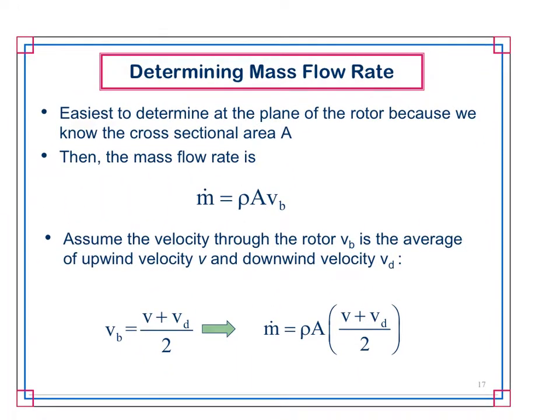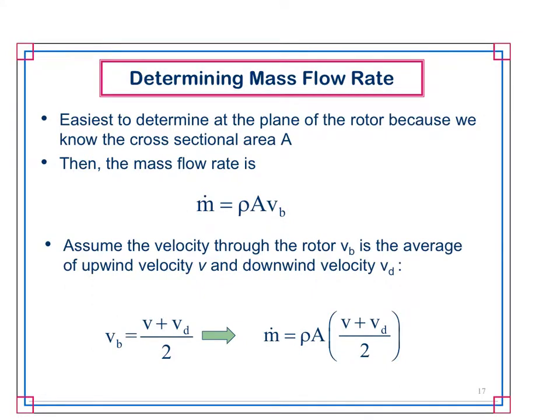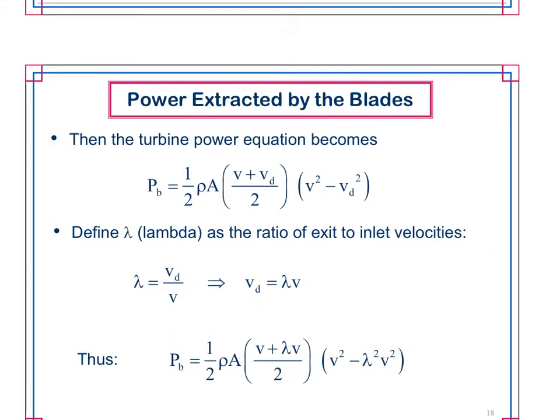Here's our mass flow rate written as what we learned from the last class. And then we're going to take an average. We're going to assume that the velocity is the average between the two, a reasonable assumption. So our mass flow rate is going to be our air density times the area times the average of those two velocities. Now we can calculate what the power is by substituting in our mass flow rate equation and the differences of velocity.